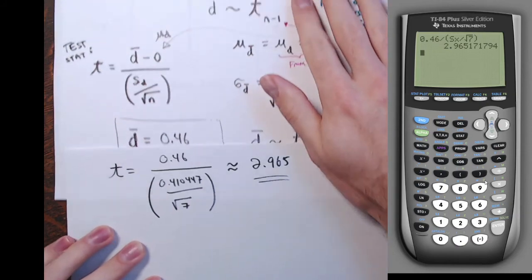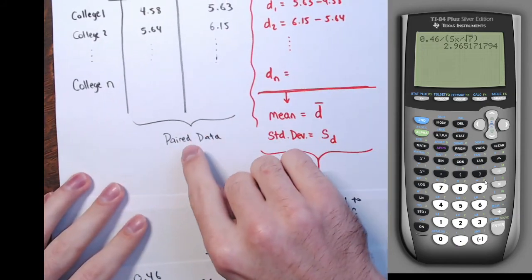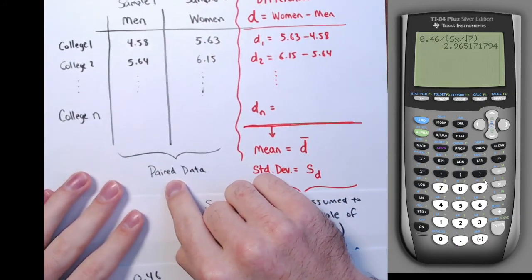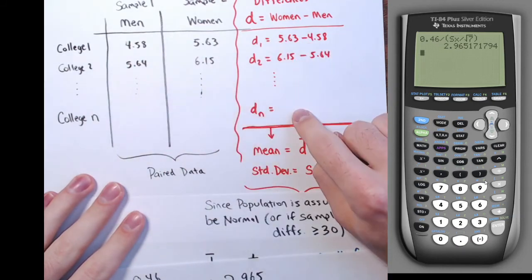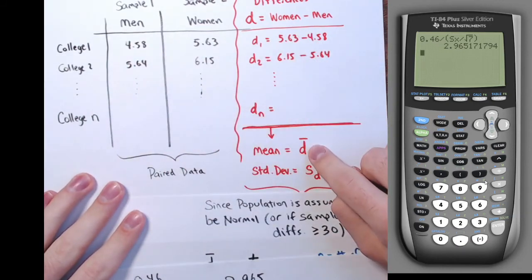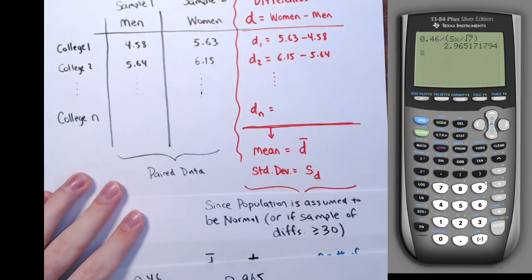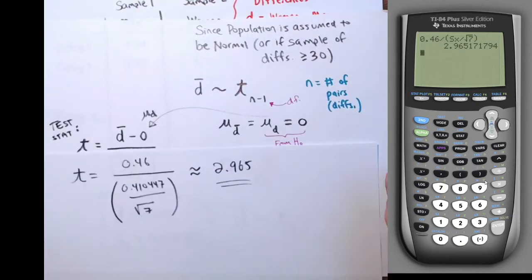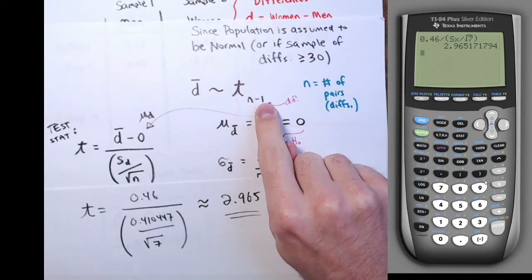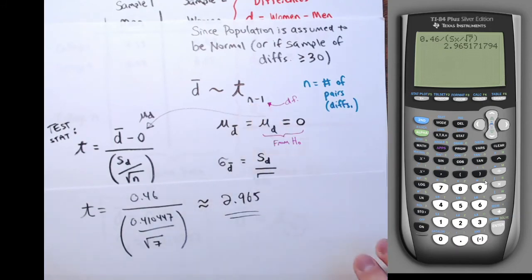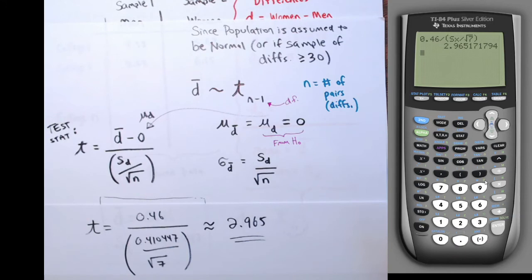But the process is the same every time, all right? We're going to see other problems when you have paired data. Take the differences. What's the mean of those differences? What's the standard deviation of those differences? Then you'll be looking at a t distribution with the number of differences minus 1 degrees of freedom, just like a single sample, right? You have a single sample of differences.